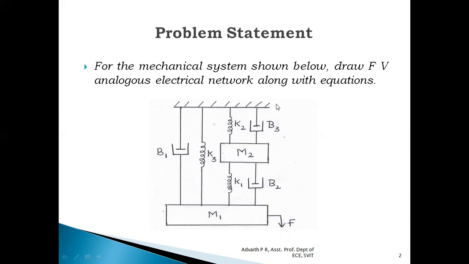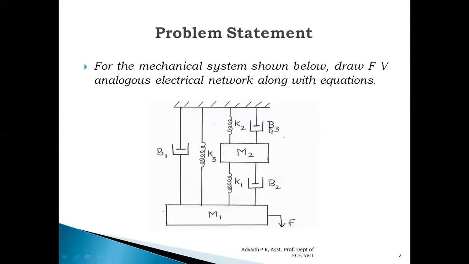So with respect to this particular mechanical system, we can conclude that there are only two displacements, and those two displacements are because of mass elements M1 and M2. The displacement with respect to mass M1 is x1, and let us consider the displacement with respect to mass M2 is x2. We don't have any other special displacements, because if we observe B1 and K3, one end of B1 and K3 is connected to mass M1, the other end is connected to rigid support. So B1 and K3 are completely dependent upon the displacement of mass M1.